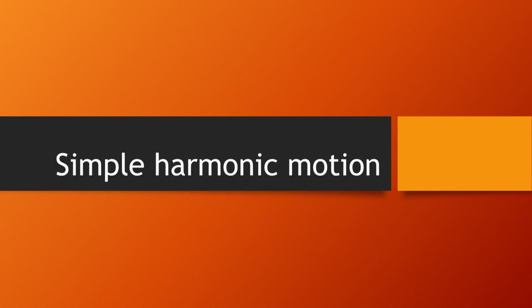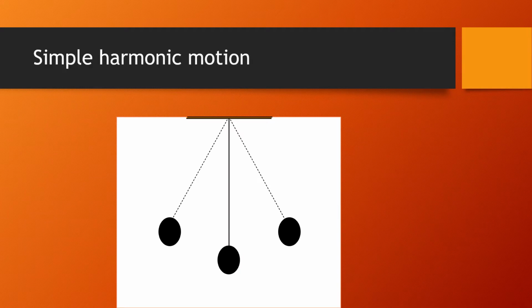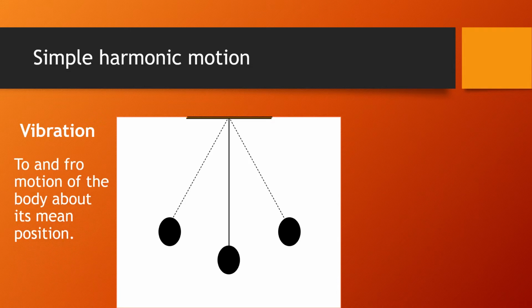Let's discuss simple harmonic motion. Simple harmonic motion, which is also called vibratory motion, is the to and fro motion of a body about its mean position. So this is the pendulum bob attached to the inextensible string.